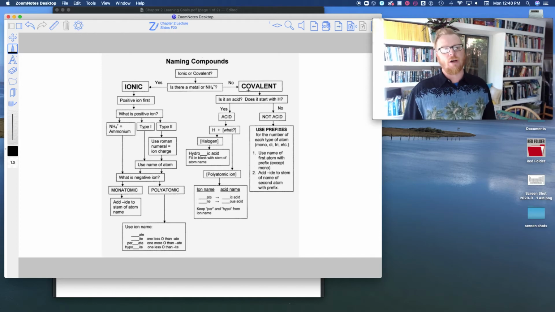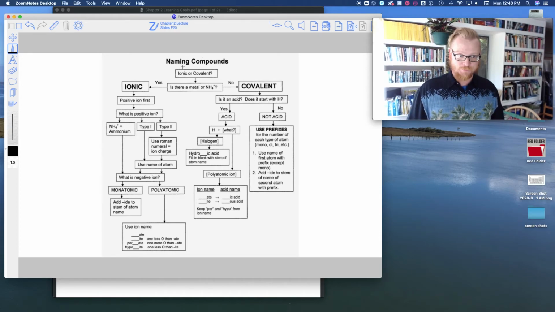So here's a nice flowchart. Okay, naming compounds. Is it ionic or is it covalent? You have to recognize which is which to get this right. Okay. Remember, covalent is all nonmetals.